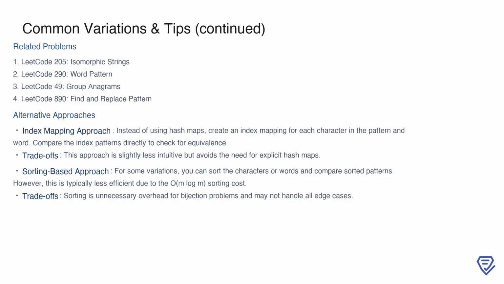Regarding alternative approaches, one option is the index mapping approach. Here, instead of explicitly using hash maps, you encode the indices of each character in both the pattern and the word and compare these index patterns directly. This eliminates the need for hash maps but may feel less intuitive to implement. Another approach is sorting-based, where you sort characters or words and compare their sorted patterns. However, this method introduces additional complexity with a sorting cost of O(m log m), and doesn't handle all edge cases effectively. While these alternatives can be interesting, hash maps remain the most efficient and robust solution for this problem, especially when dealing with bijections.